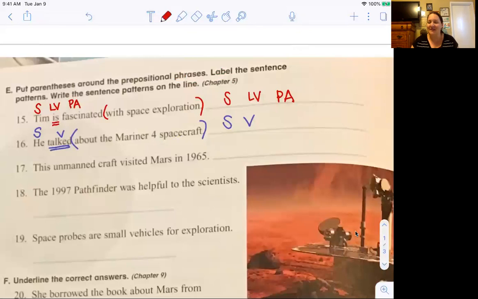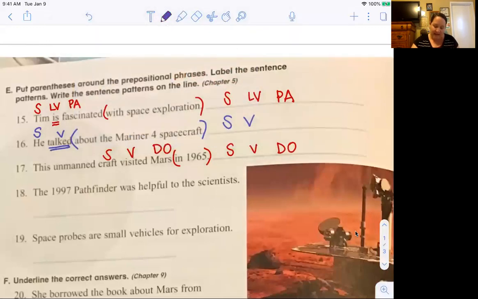What is your prepositional phrase? In 1965. Who or what, or what's your verb? Visited. Who or what visited? Craft visited. Good. And what did it visit? It visited Mars. So that is a DO. So your sentence pattern is subject. I wrote an L here. That's so funny. Subject, verb, DO, direct object. Remember, if you have a verb, then you can have a direct object. If you have a linking verb, then you're either going to have a predicate adjective or a predicate noun.